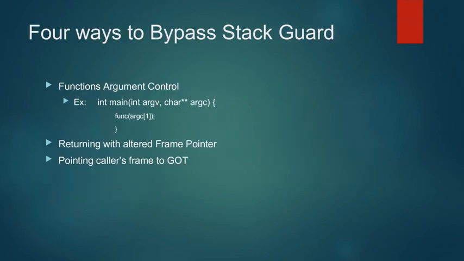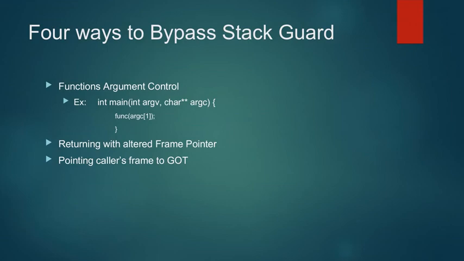Function's argument control. In standard compiled C code, function arguments are located in the stack in higher addresses than the return address, which is after the saved frame pointer, which is always after local variables. Attack can bypass canary because arguments are used inside functions and the check is made after the function has finished.